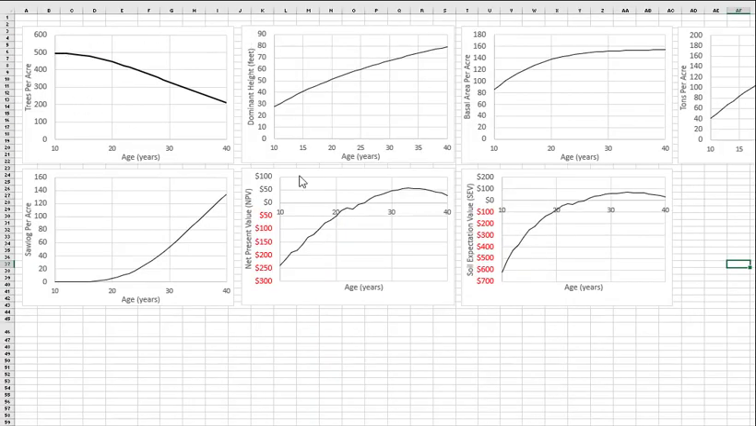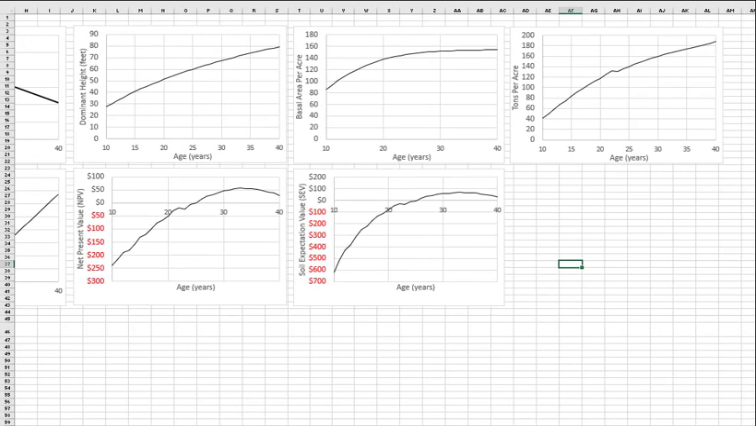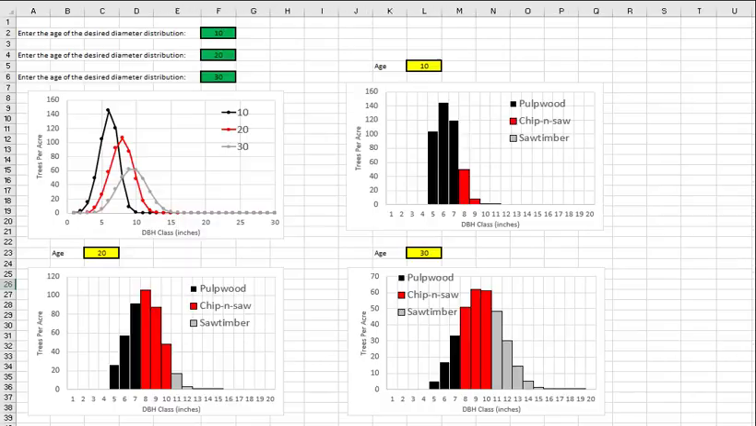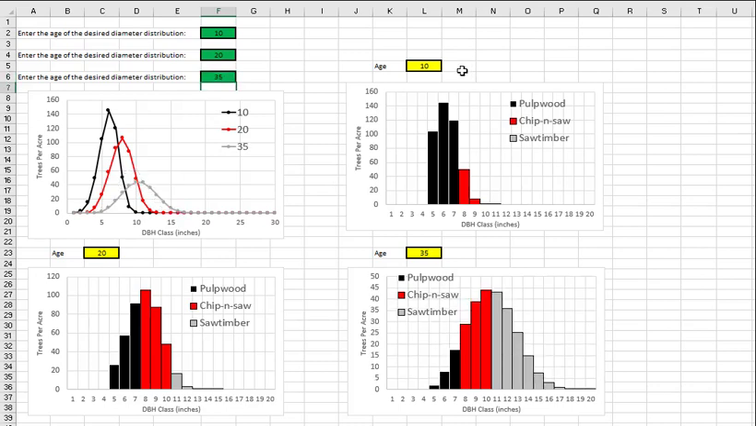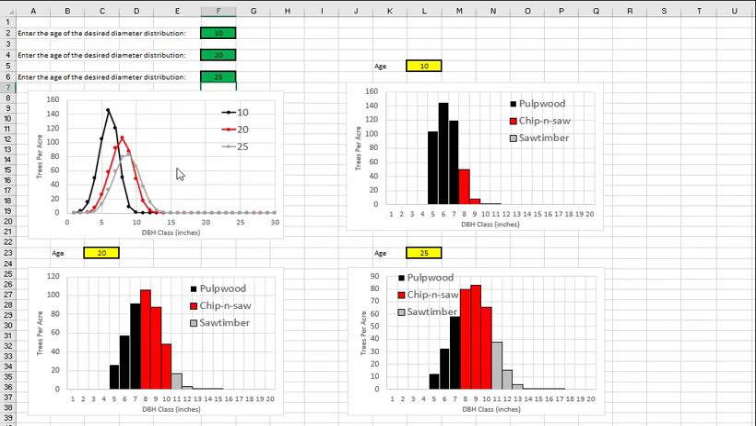And here's your stand level trajectories through time for the variables that us foresters consider to be very important. And then here's your diameter distributions, and you can enter in for 3 ages. Here they're all together for whatever ages you enter. Here's age 10, 20, and 30, and I could change this to 35 if I want. And pulpwood is black, chip and saw is red, and gray is saw timber. And then I could change this to 25 if I want. And so you can see here by year, by age, and then they're all 3 together.